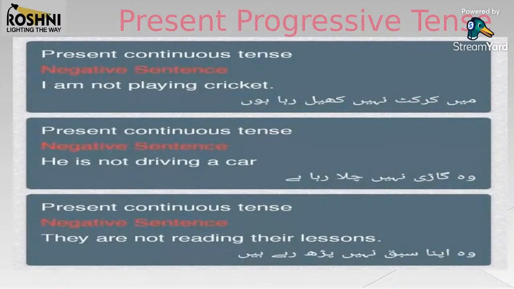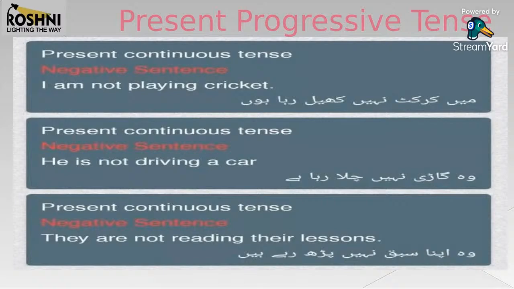Negative. नहीं खेल रहा हूँ. जिस तरह पहले वाले टेंस में हमारे पास वर्ब से पहले नहीं आ रहा था, the same pattern is being followed over here. मैं क्रिकेट नहीं खेल रहा हूँ, वो गाड़ी नहीं चला रहा है, वो अपना सबक नहीं पढ़ रहा है. These are all the नहींs. These are all the negative forms in which you have to use not before the verb.